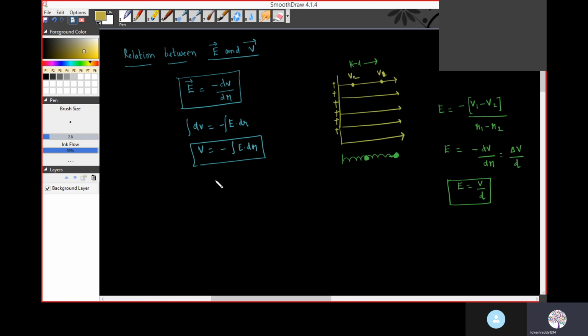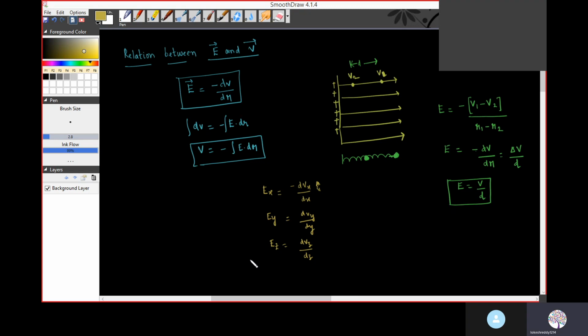Now, E is equal to minus dV by dr. If you want electric field along the x-axis, then we write Ex is equal to minus dV by dx. If you want along the y-axis, Ey is equal to minus dV by dy. Ez is equal to minus dV by dz.